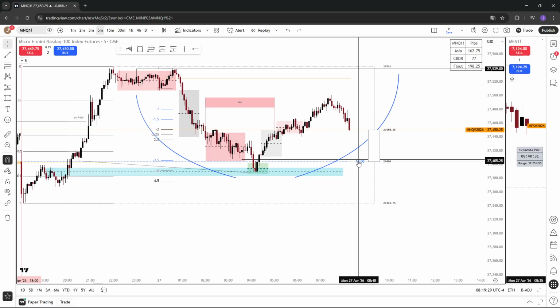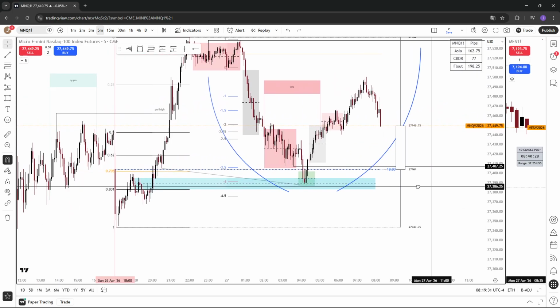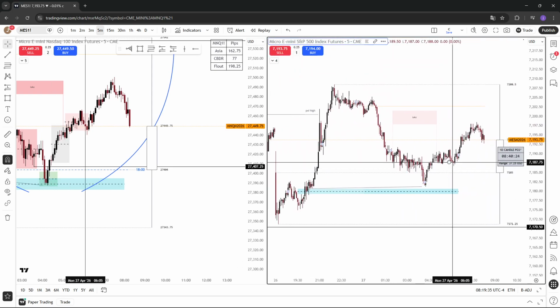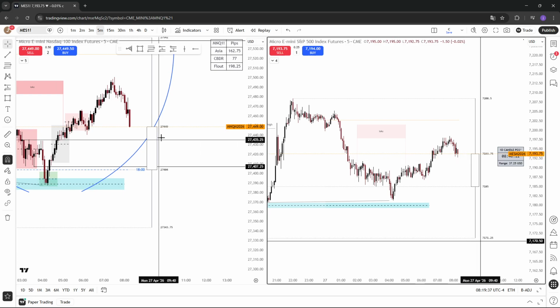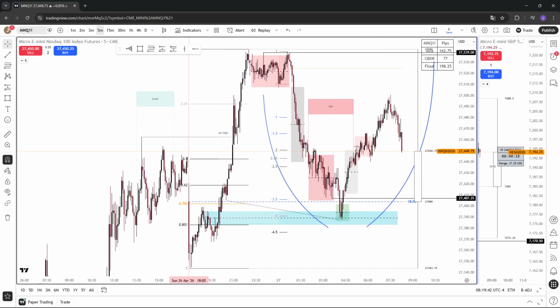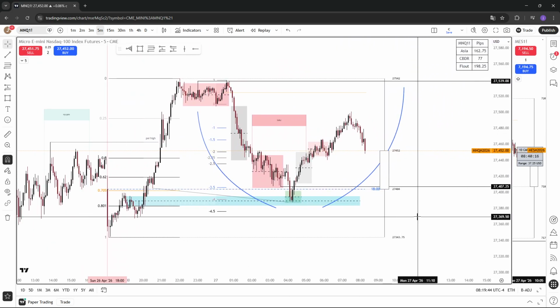We manipulated below 18, which is just pretty nice. We had this SMT on MES, and MES is actually stuck on this level. Let's see what the market is going to do. I'm still not going to take trades. I'm just spectating the market on these days. But yeah.